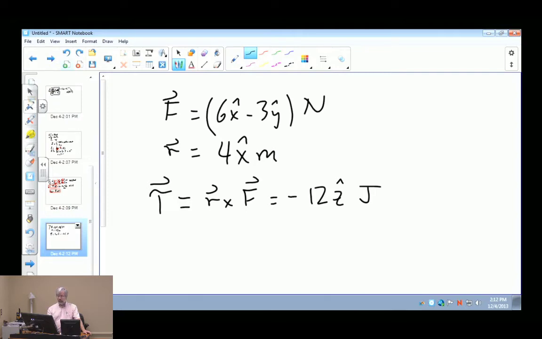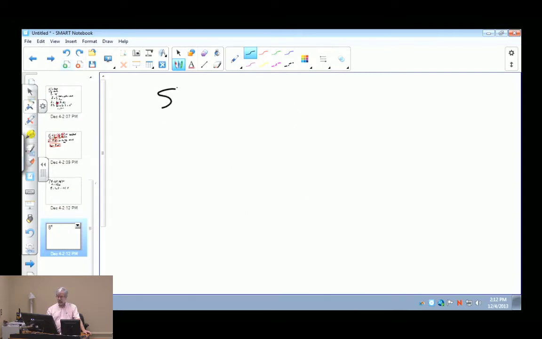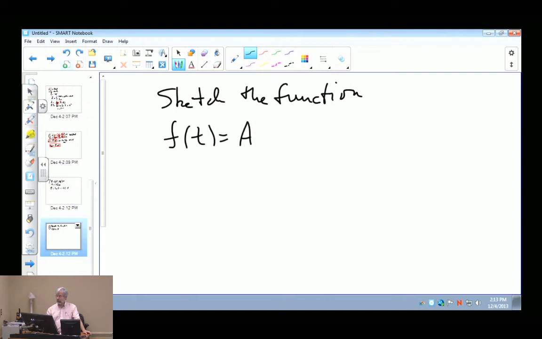Had an easy test last time. Sketch the function. Do this on your piece of paper right now. F of t is A times sine squared of omega t. Make a sketch of that function. Does it ever go negative? No. As long as A is positive, it never goes negative. Sine squared is never negative. It's like a good child. It never makes you negative. It's always positive.